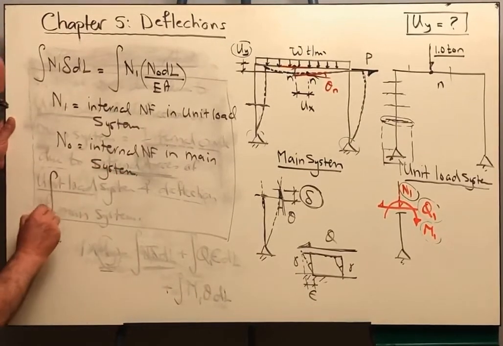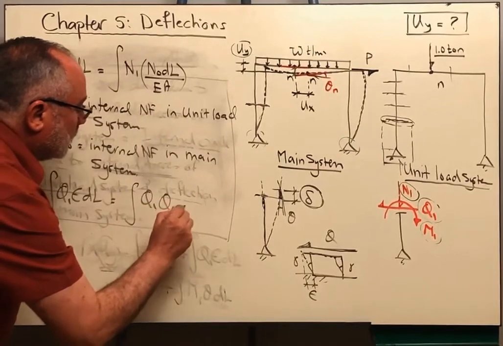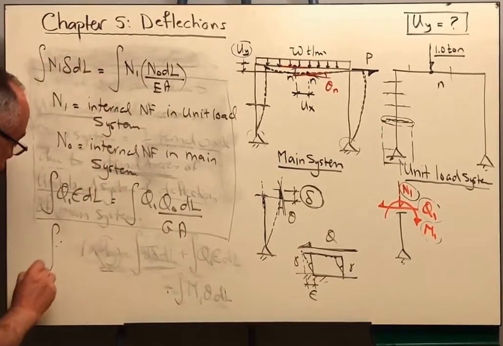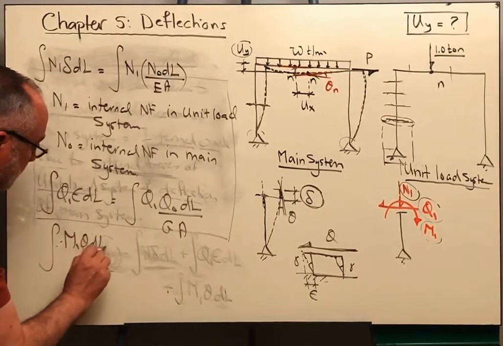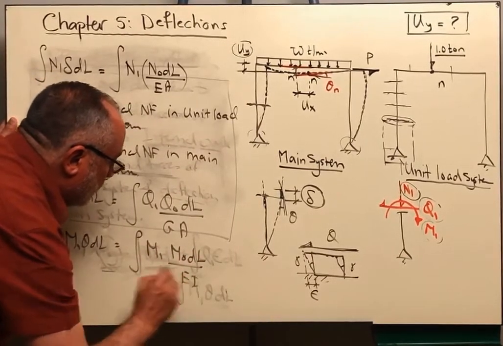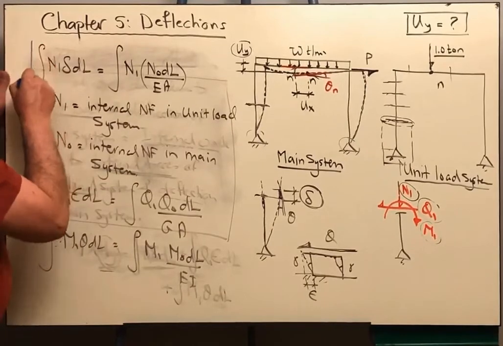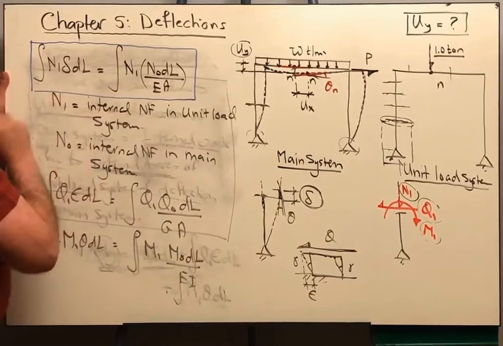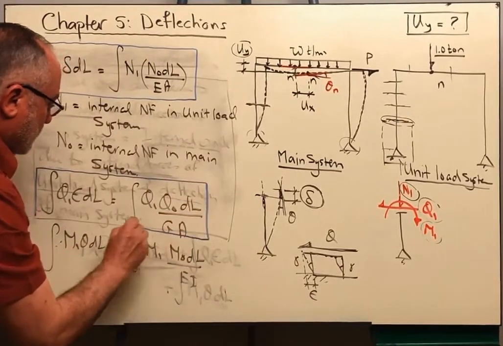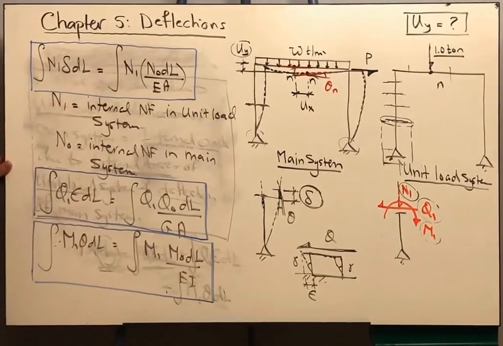Similarly, if you want to get the deflection, integral Q1 epsilon dl is integral Q1 Q naught dl over GA, and integral M1 theta dl is integral M1 M naught dl over EI. So here this is the deformation caused by the normal force, these are the deformations caused by the shear, and these are the deformations caused by the bending moment.